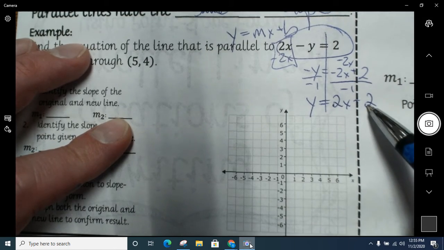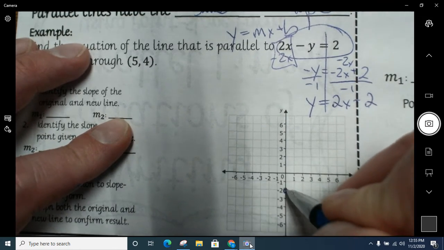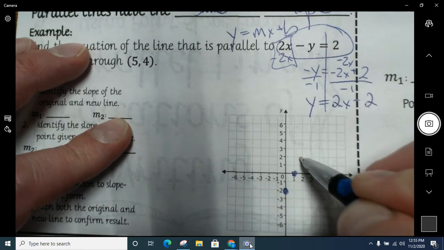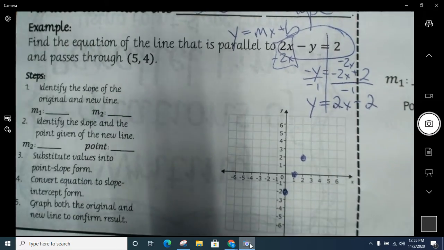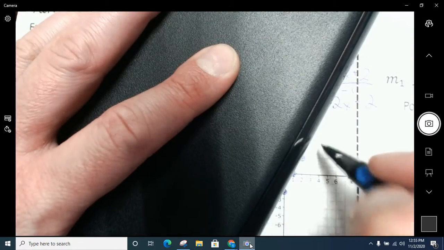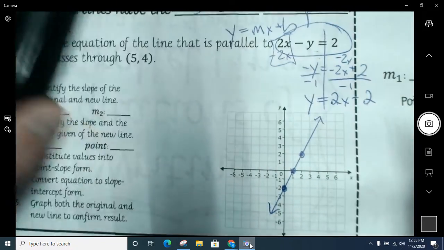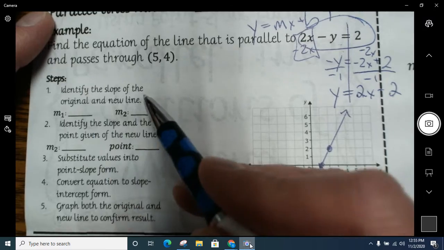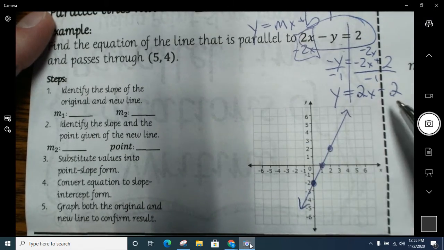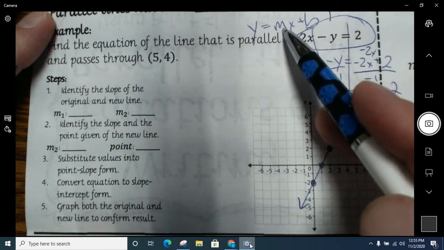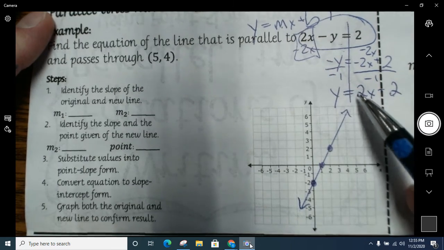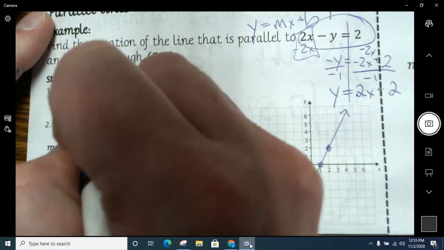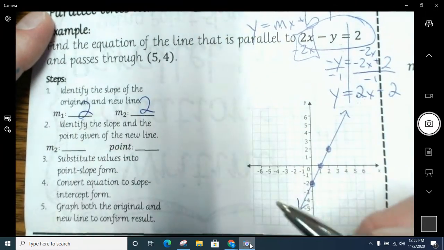So here I see my y-intercept is negative 2, and my slope is positive 2. So that'll go up 2 over 1, up 2 over 1, so on and so forth. I'm going to go ahead and make that line. Nice. Not too bad. Okay, and now the one thing that we'd know here, identifying the slope of the original and the new line. The original line has a slope of, and again, our letter m represents that slope, and here's where that number is, where m would be, and so our slope here is going to be 2. And our new line will also have a slope of 2.